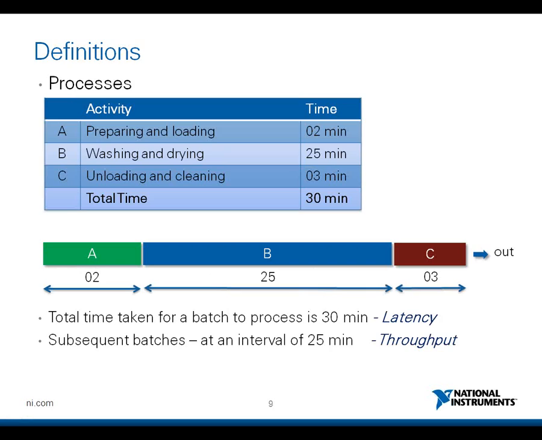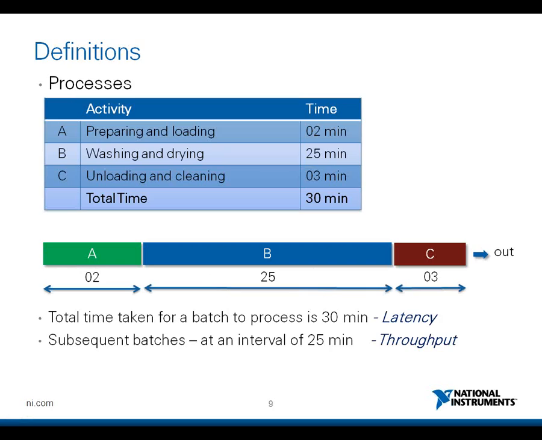Here on the screen we can see one basic example that we see in our day-to-day life. It's the laundry process of washing clothes, a laundry where clothes are taken for washing and drying in batches. Let us assume that there are 3 activities involved in the entire process. Activity A is preparing and loading, which takes 2 minutes. Activity B is washing and drying, which takes 25 minutes. And activity C, unloading and cleaning, which takes 3 minutes.